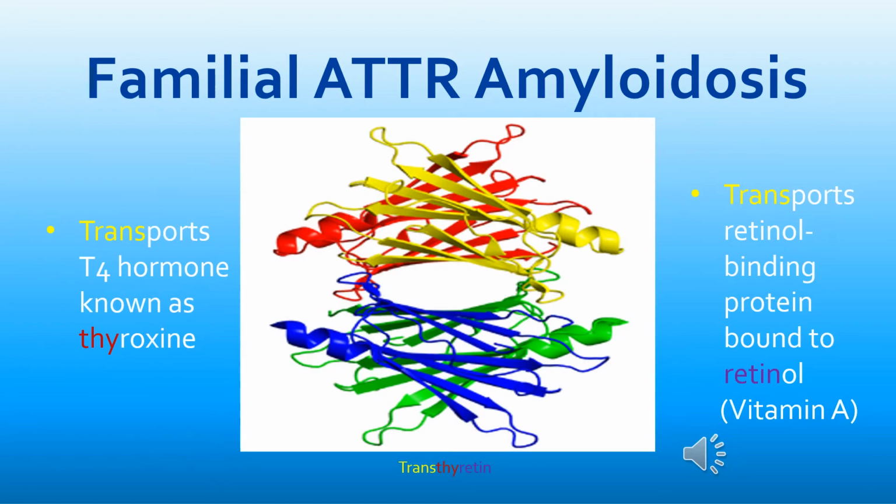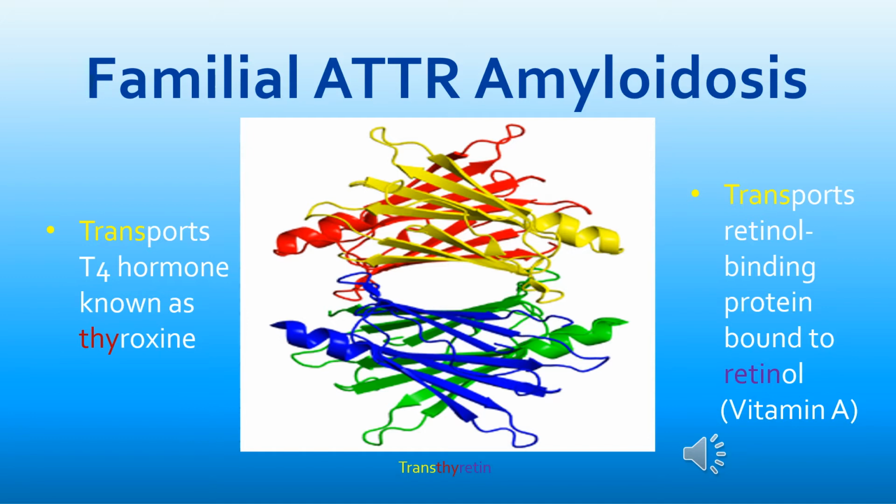All right, so let's look at this transthyretin, this TTR. Let's look at it and see what it does. This is a picture of it, but you see it has two main functions that it does. It provides the T4 hormone, which is a thyroid hormone called thyroxine, and it also transports retinol binding proteins that are bound to retinol, which is vitamin A, as its secondary function.